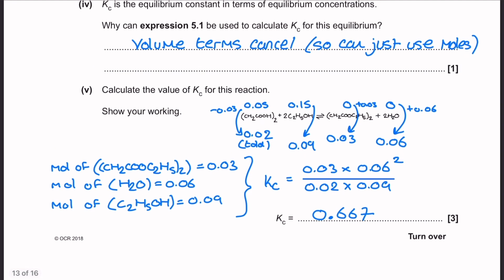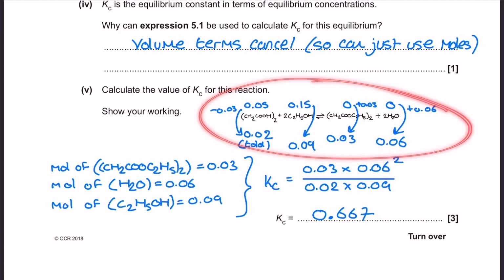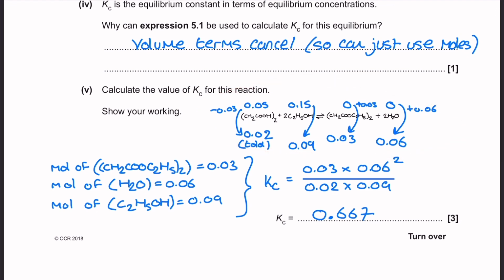I'm then asked here to calculate the value of Kc based on that information, and I need to show my working for this. Watch out for those dangerous show your working instructions, because if you just skip to the final answer, you may not get all the marks. Here what I've done is a quick sketch of the reaction equation again, and I've done a before and after when it comes to figuring out those equilibrium concentrations.